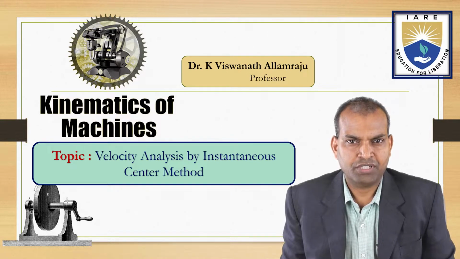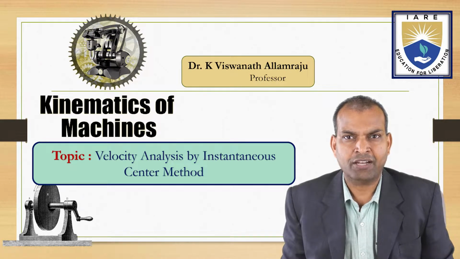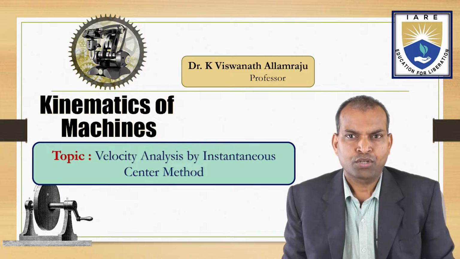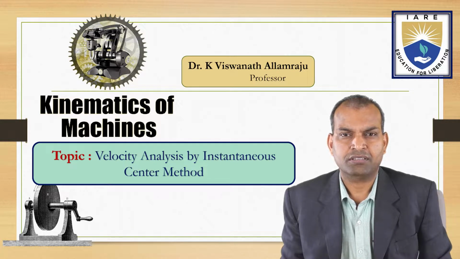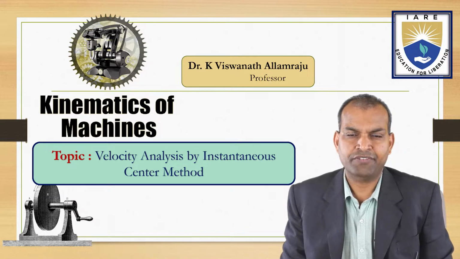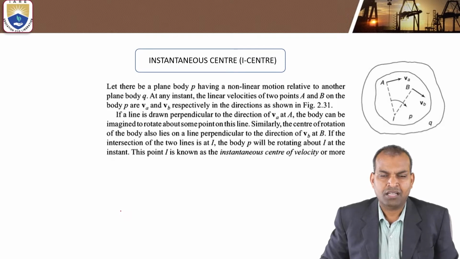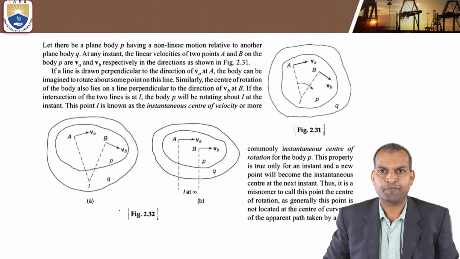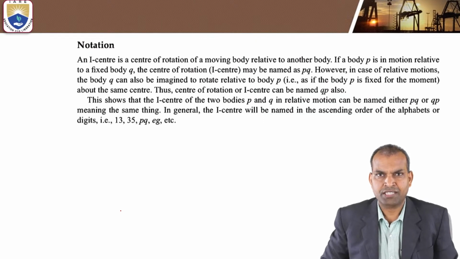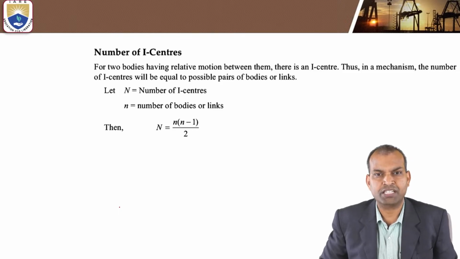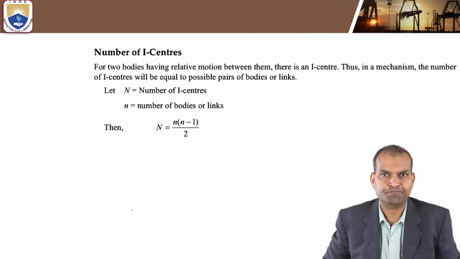In this session today, we are going to study the velocity analysis by instantaneous center method. So far, we have studied theoretically what is instantaneous center, and the definition of instantaneous center. The definition of instantaneous center is the center about which the body moves in relation to another body. That center is known as instantaneous center or simply known as I center.